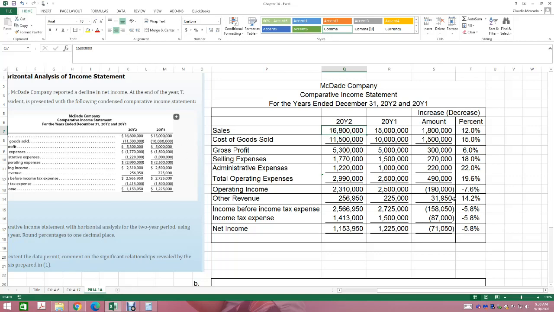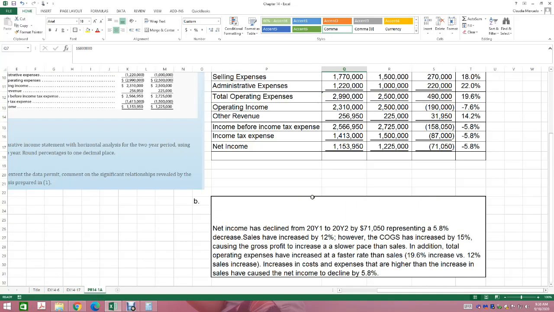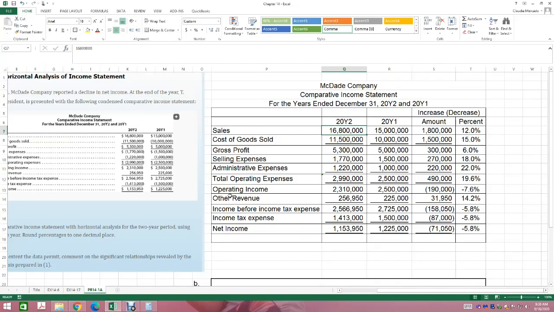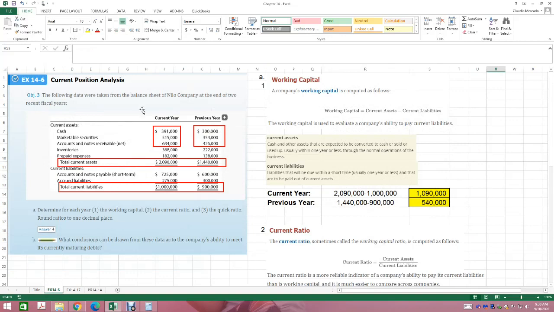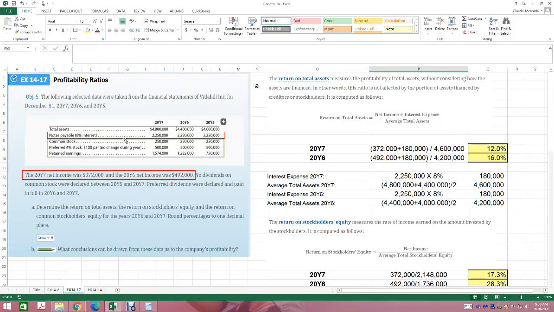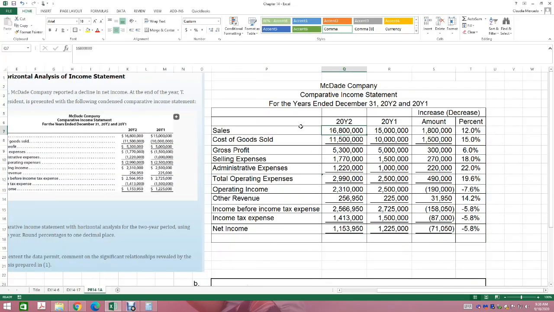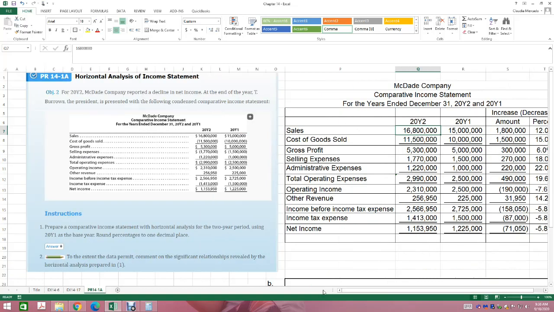So that is basically the third problem that you're going to be having on your test. Remember, ratios, current position analysis, and profitability ratios have been calculated. And then finally here we do a horizontal analysis of an income statement. Those three problems you're going to see on your test. Hopefully this helps you get a better understanding of how to calculate each of the components.